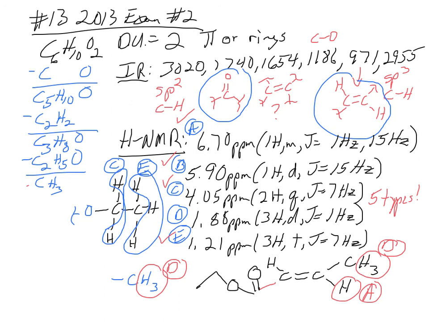Key things to know. Probably the hardest part about this was seeing C and E, this quartet and triplet pattern, which you should be seeing a lot now. The key part was 4.05. 4.05 means this CH2 needs to be next to that oxygen. That was the key thing to see, to make it all fall into place.